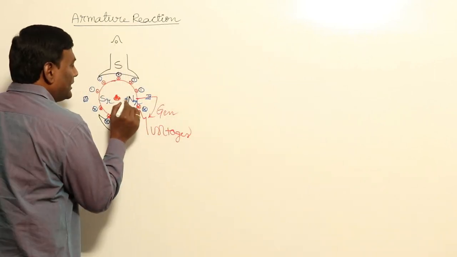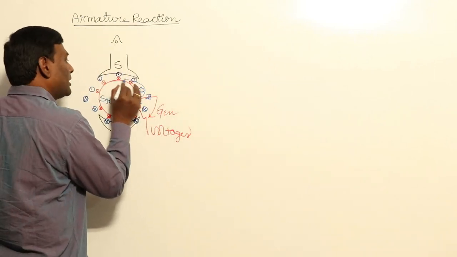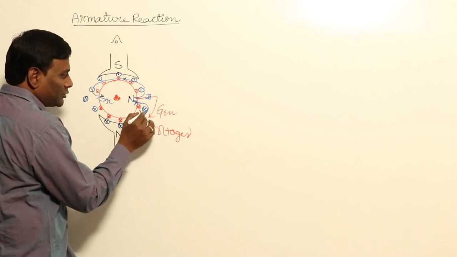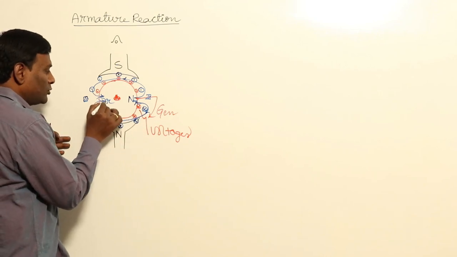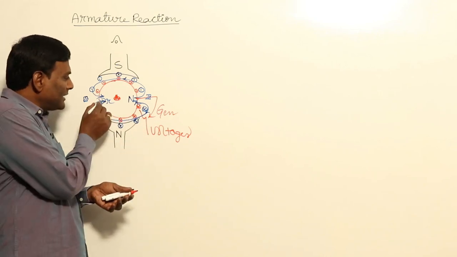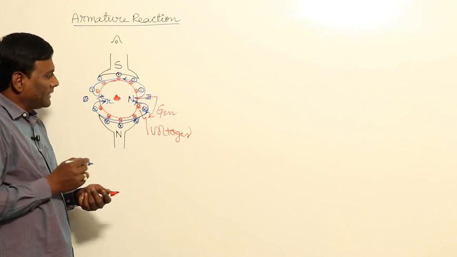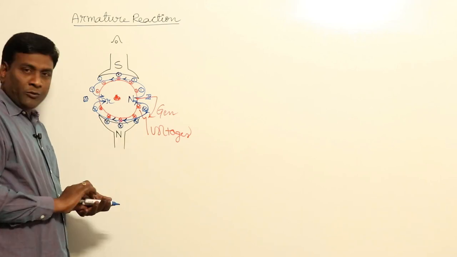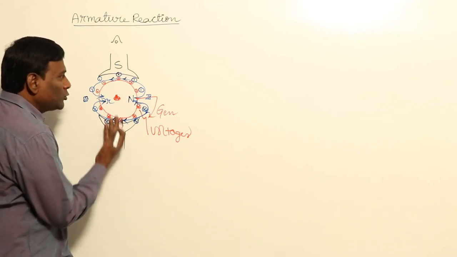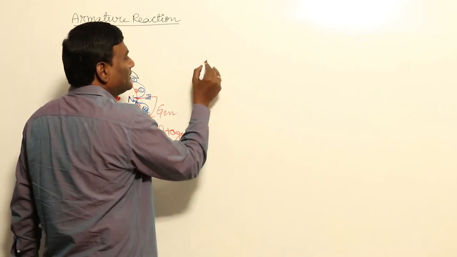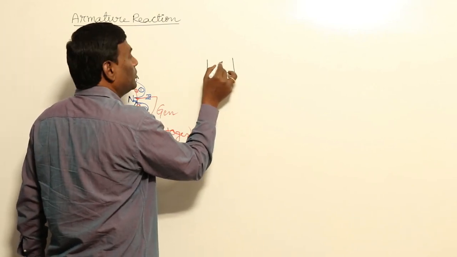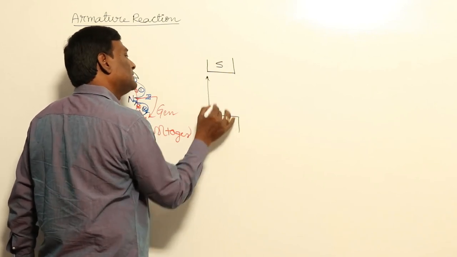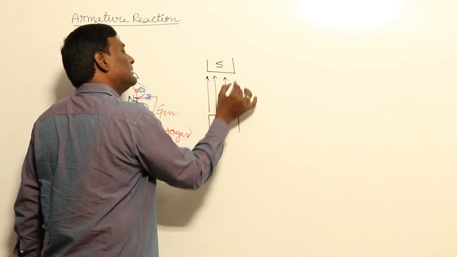Now how should flux travel? From N the flux has to come out, and into S the flux has to go in, such that inside the pole it is S to N, outside the pole N to S. Now the field flux pattern is going to be N to S of the field. For example, this is the S pole and this is the N pole. So my field flux is in this direction.